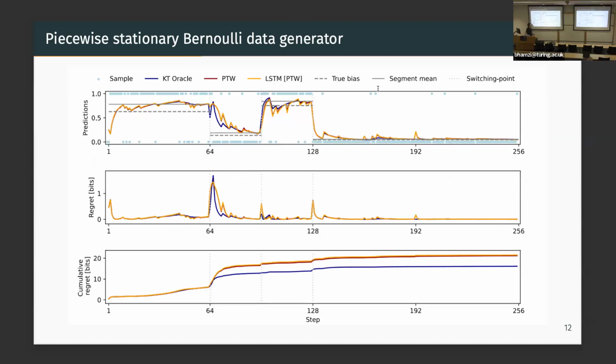So here is one example. Here, each vertical dotted line is a segment boundary sampled from the data generator distribution. The whole length is 256. So we split it in half here, and then another half here, and another half here. And each segment has its own bias, denoted by the solid line. So this is the mean, and here is also the mean for a different segment.